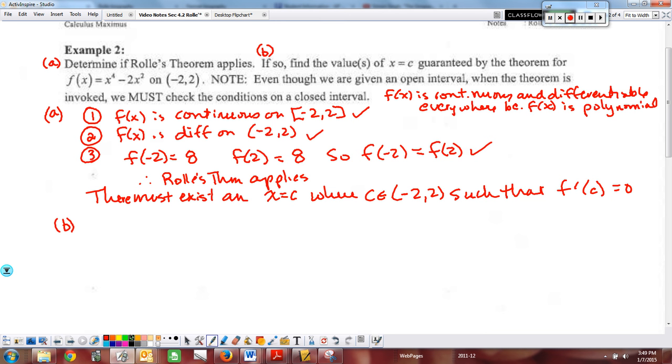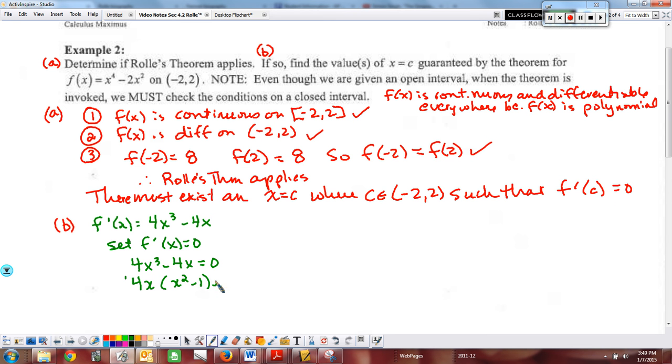So to find it, let's take the derivative, f prime of x, 4x cubed minus 2x, and then I'm going to set f prime of x equal to 0. Do some factoring. And I just noticed I have a mistake there. If I take my derivative correctly, 4x and 4x. So I'm going to factor the GCF, pull out a 4x, we get x squared minus 1 equal to 0. So this occurs at x equal to plus or minus 1 and x equal to 0.